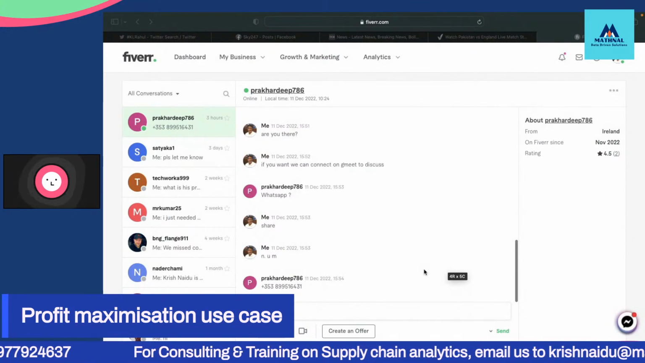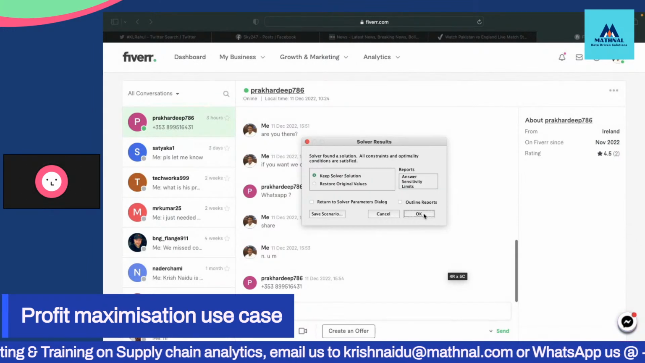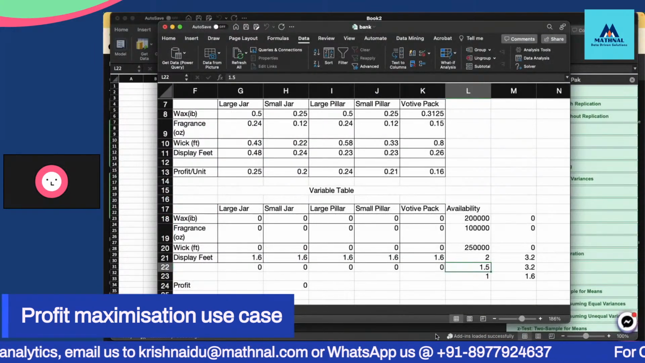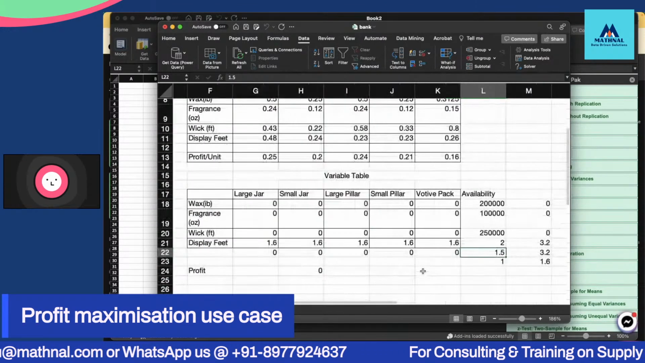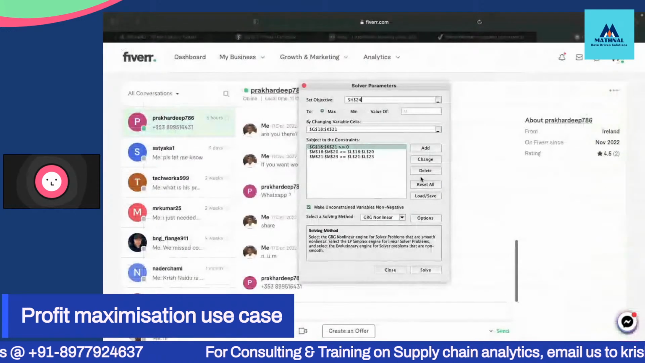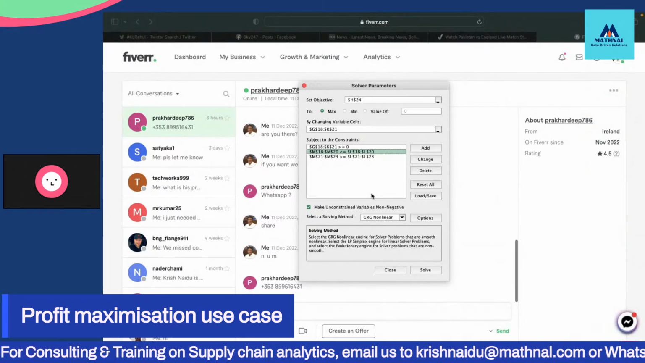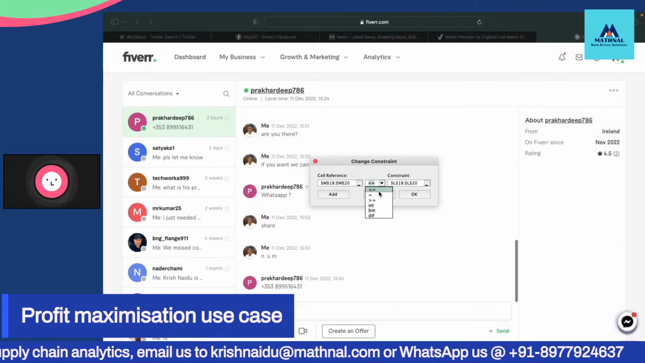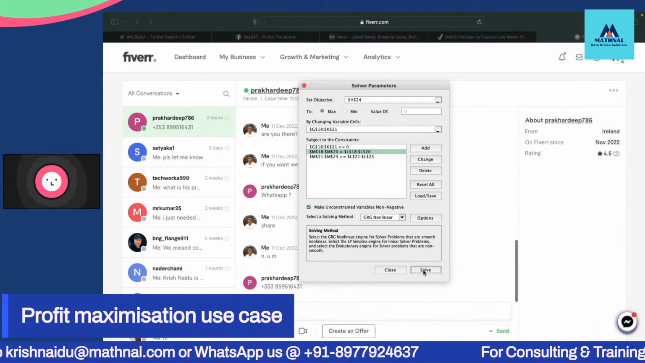Okay, let's solve now. Let's go and check. This is not the right solution for us because this is giving us zeros. So what I'm going to do, I'm going to make a change here. This has to be equal to, let's make this as equal to. Now let's solve this again.